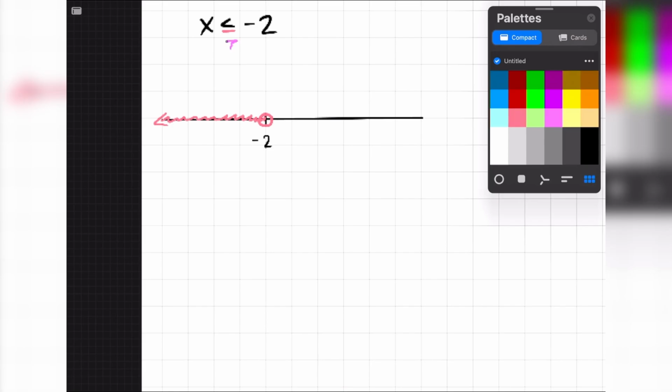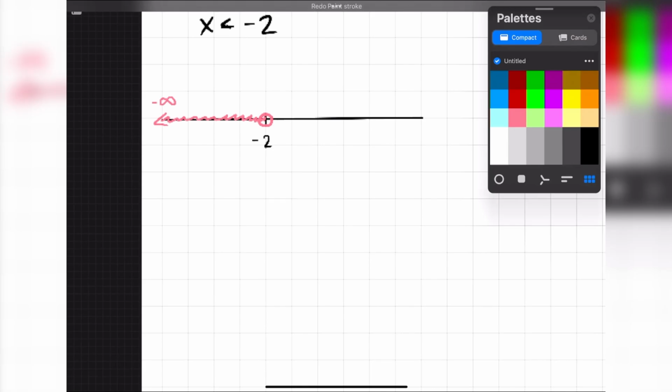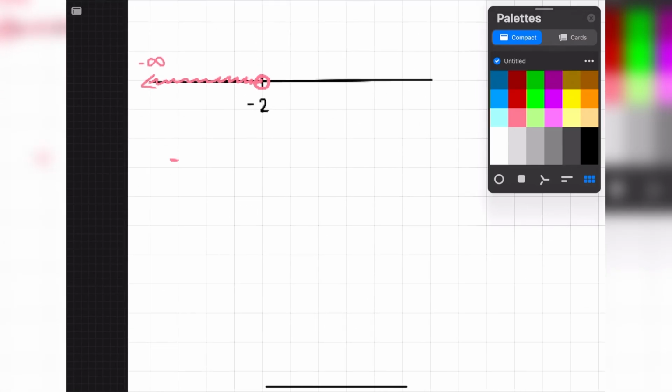I gotta erase this up here. So we know x is less than -2. It doesn't stop anywhere before -2. All we know is that it's everything before -2. So the answer for this is, if you can see here, everything before it, all the way to -infinity. Everything past it is positive infinity, but obviously we're going before -2. So the answer is going to be -infinity all the way to -2, not including it. So we're just going to write comma -2.